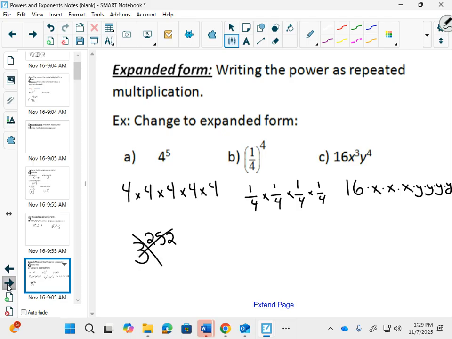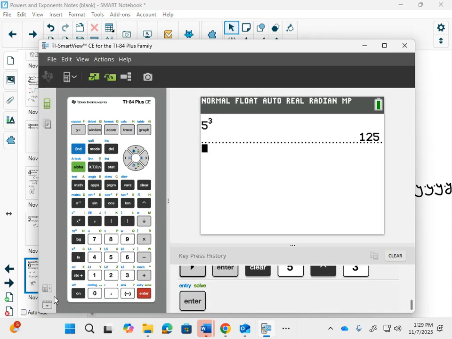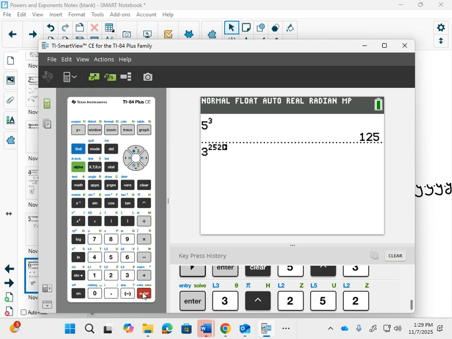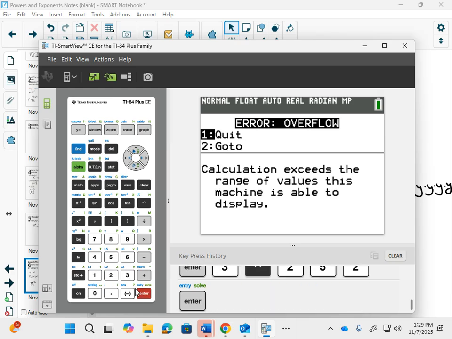The exponential form is way better. In fact, 3 times 3 times 3, 252 times, is probably so big, I think the calculator might even crash. I'm curious. I'm going to go to my calculator and do 3 to the exponent 252. It's so big, my calculator crashed. It says overflow, it's too big for the calculator. Did you know that your calculator can't do some things? Sometimes the numbers are too big.